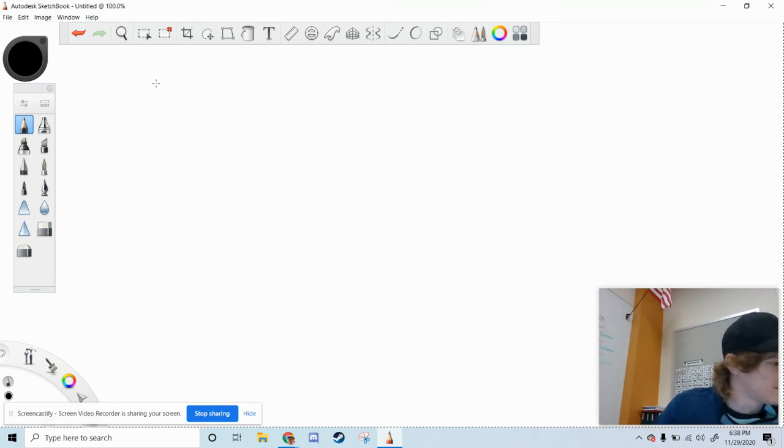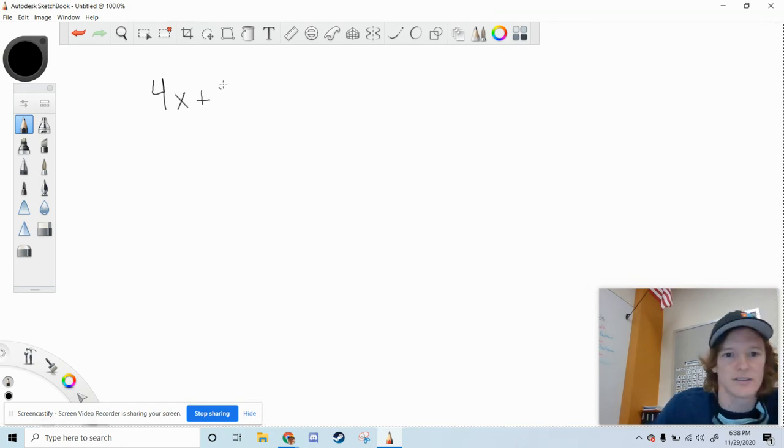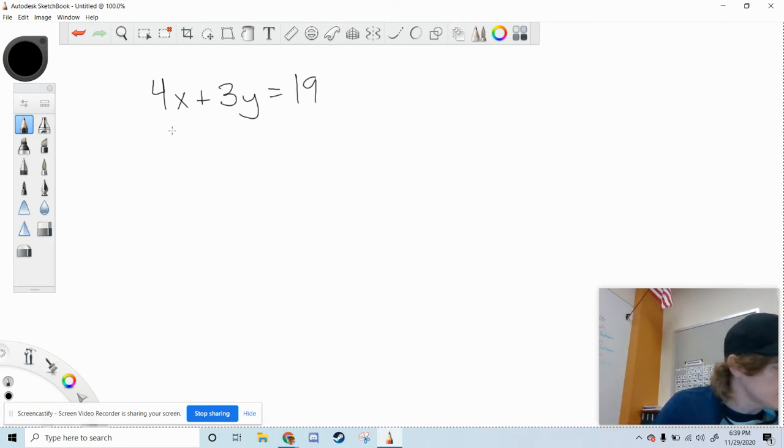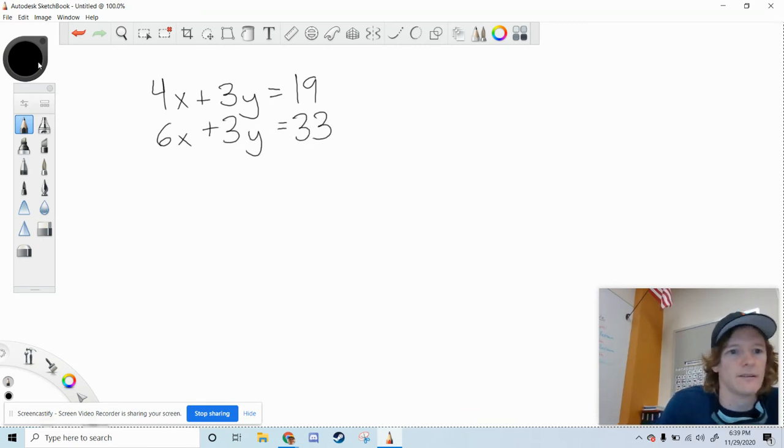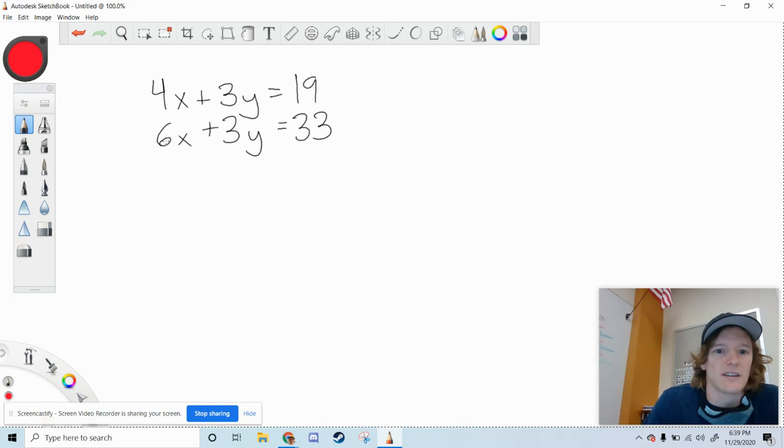For whatever number we're on, I think 5, we've got 4x plus 3y equals 19. We've got 6x plus 3y equals 33. Now, just looking at this one, I want to change the sign of the top one because I think the x's will remain positive and the number that they're equal to is also going to remain positive. So I would change this to negative, this to negative, and this 19 to a negative. Everything is going to switch to negative.